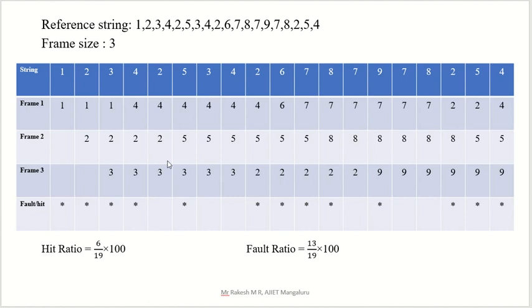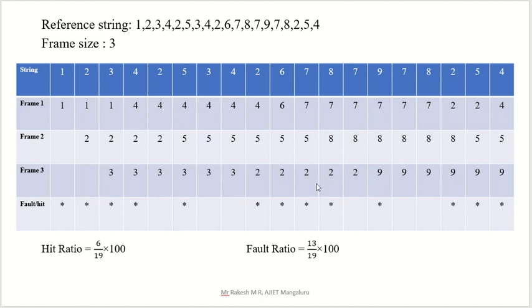So you have to calculate how many entries are there, total entries, that is 19. And how many page faults are there, there is a star mark, right? That is a page fault. Calculate that. Totally page faults are 13. And out of that, how many page hits are there? 1, 2, 3, 4, 5, 6 page hits are there. Write that over 100, equal to some percentage. Fault ratio also is equal to some percentage.